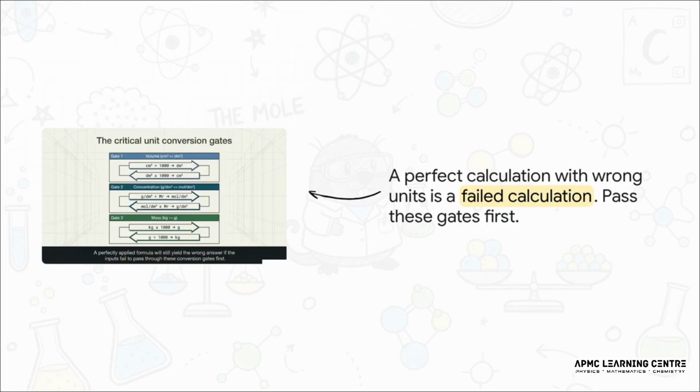Look, before you even think about plugging numbers into a formula, you've got to pass through these critical unit conversion gates. Why? Well, it's simple. A perfect calculation with the wrong units is a completely failed calculation. It's worthless. And the most common trip-up? It's right here at gate 1. People forget to convert cubic centimeters, or cm cubed, to cubic decimeters. You always have to divide by 1,000 first. Get that right, pass through this gate, and then you're ready to roll.